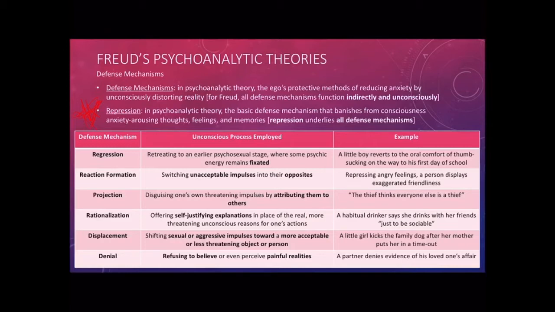And then denial is just the refusal to believe that something is true at all. So someone shows you evidence that your partner's cheating and you're like, nope, that must be doctored. It can't possibly be true. This isn't happening, right? So denial is just completely dismissing the fact that it could even be true.